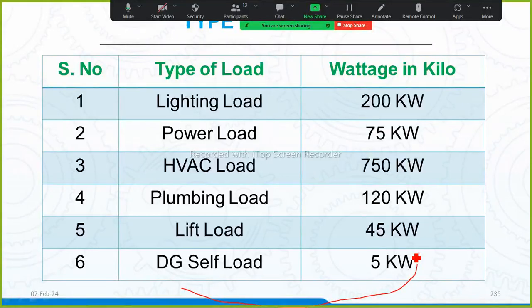What do you mean by DG set self load? Whenever you're going with the generator, in the olden days, the generator was switched on manually. We needed to rotate it, and when you rotate at a certain speed, it cuts the magnetic field and automatically keeps rotating.